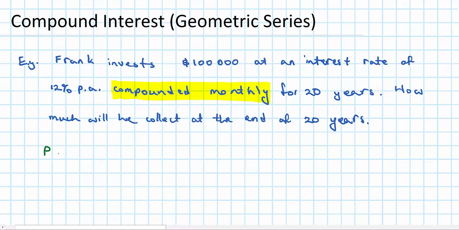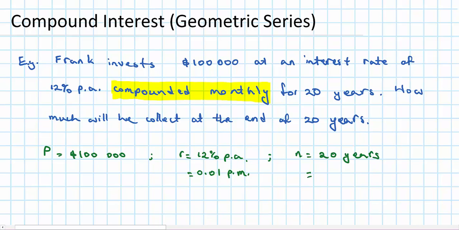So the amount invested we call the principal, and that's 100,000. Then we have an interest rate of 12% per annum, which we need to convert to monthly as a decimal. So that would be 1% per month, or 0.01 per month. And we have 20 years, which is 240 months.